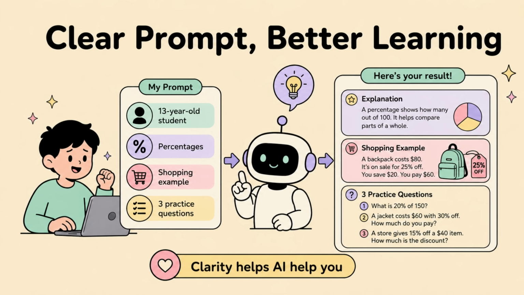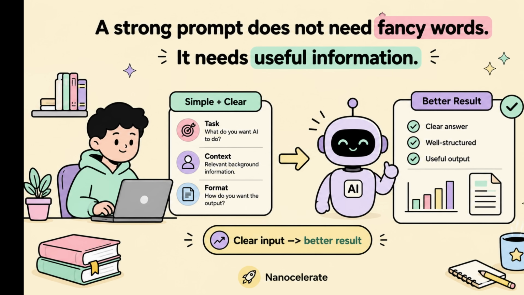Now, the AI knows what to teach, who it is teaching, how to explain it, and what kind of response to give. A strong prompt does not need fancy words. It only needs enough useful information to guide the AI towards the result you want.